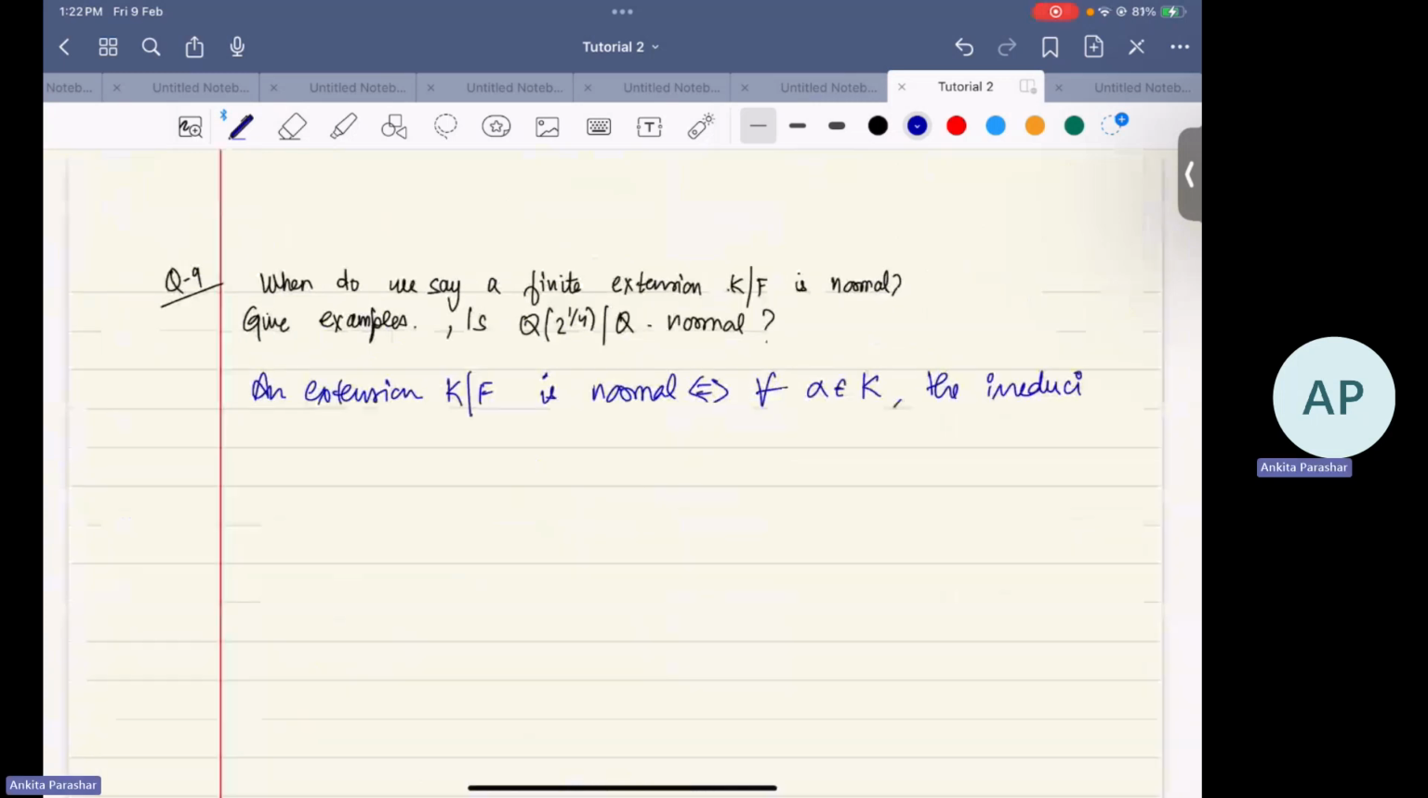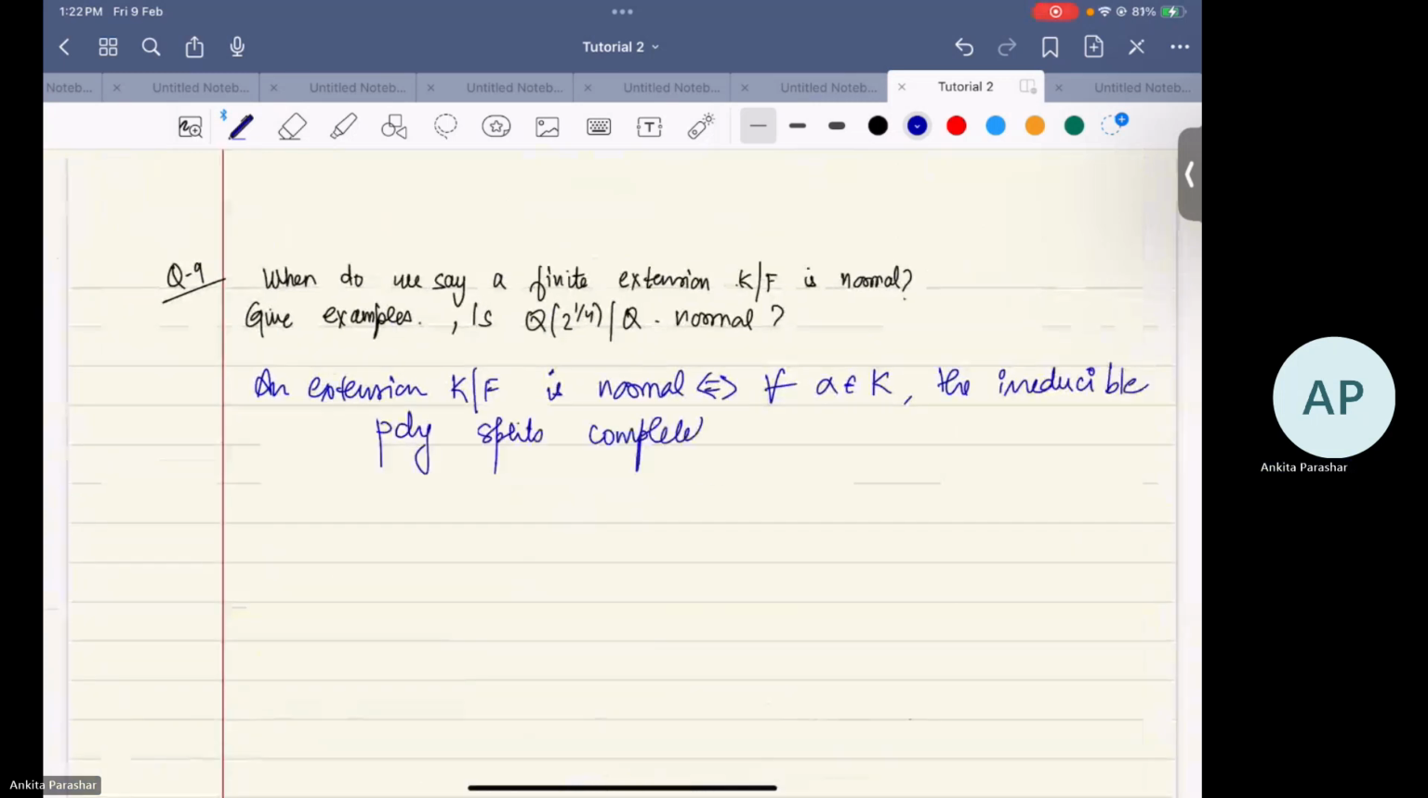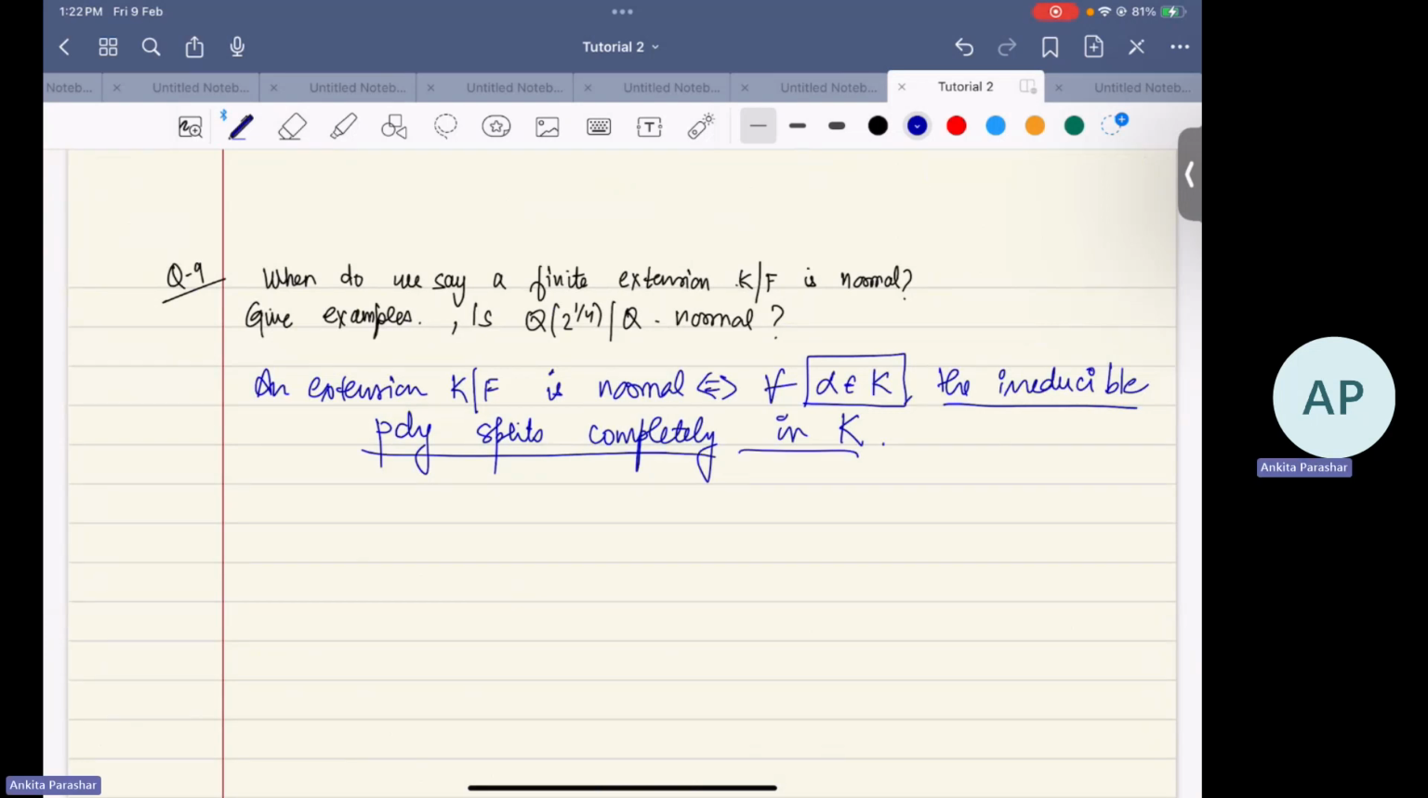It splits completely in K. So whatever element you take from K, and you take its irreducible polynomial, that should split completely in K itself. I guess it's more or less clear. Now, knowing the definition, let's first of all give examples of normal extensions. Can you give some? Simple enough.